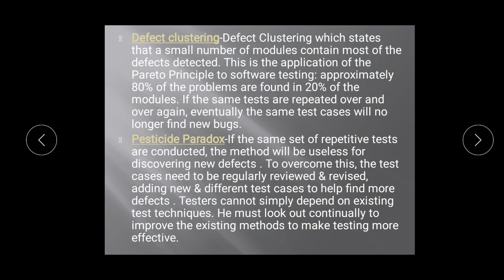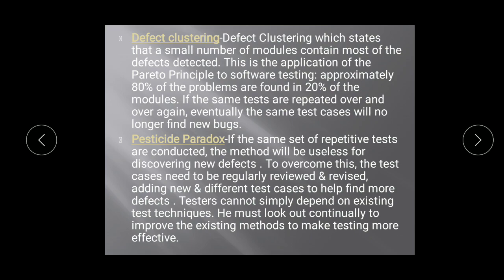The next one is defect clustering. Defect clustering states that a small number of modules contain most of the defects detected. This is the application of the Pareto principle to software testing. Approximately 80% of the problems are found in 20% of the modules. If the same tests are repeated over and over again, eventually the same test cases will no longer find new bugs. Defect means an error, and clustering means a bunch of things which are tied together or collected together, which are connected to each other.